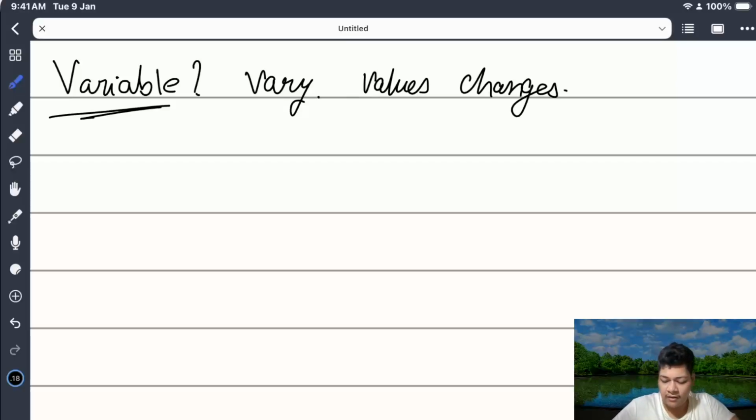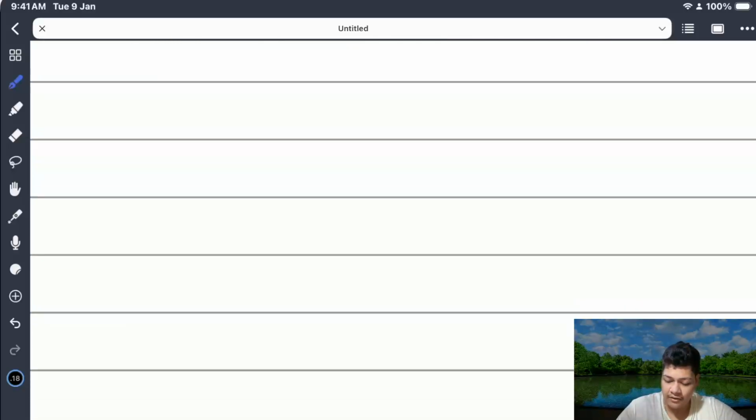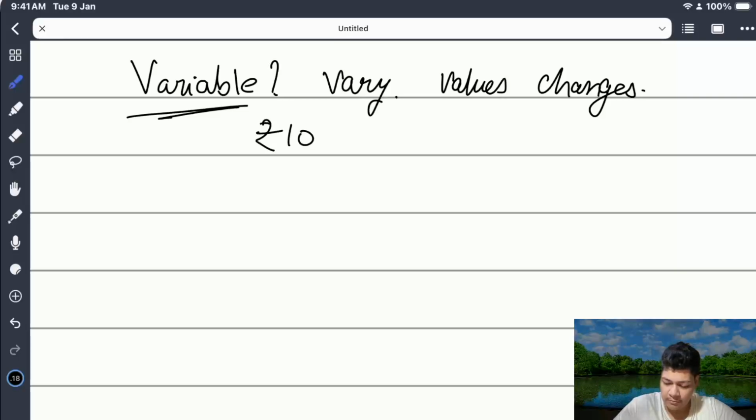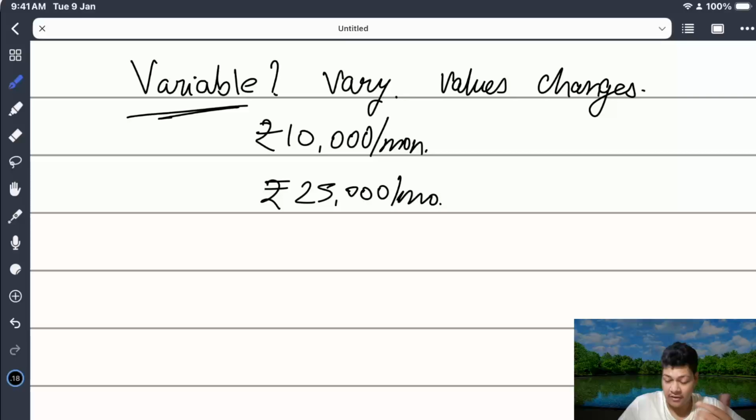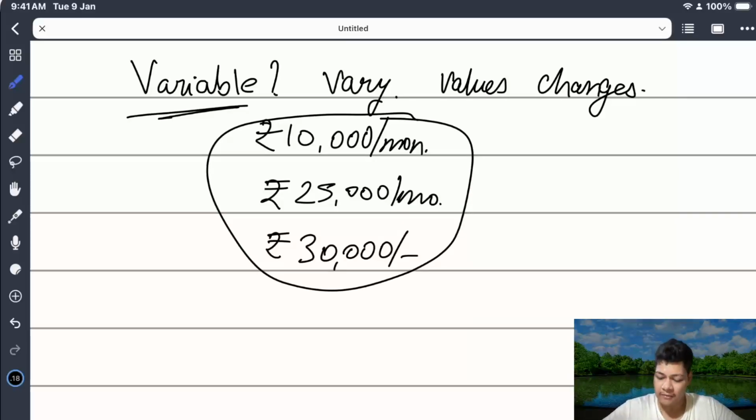So basically, suppose you join a company at 10,000 rupees per month, but you are very talented and your next month salary becomes 25,000, and the month after that it will be approximately 30,000. It's totally hypothetical, no company will give you a 15,000 hike. So all these are variable values of income, right?